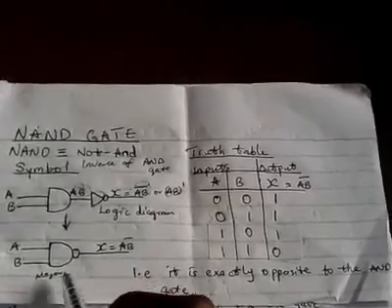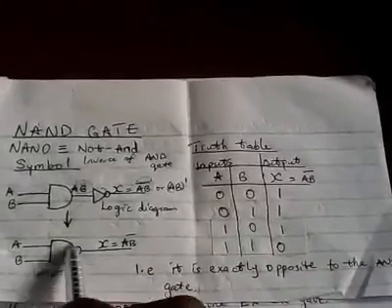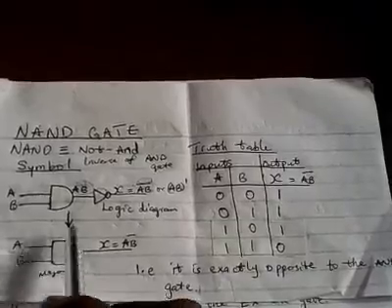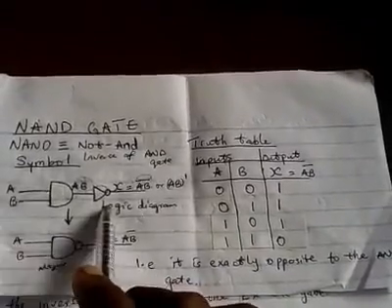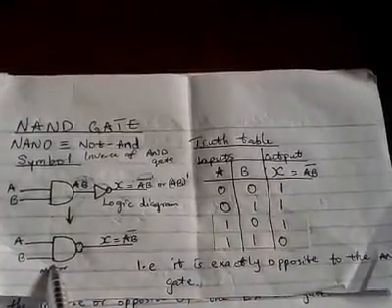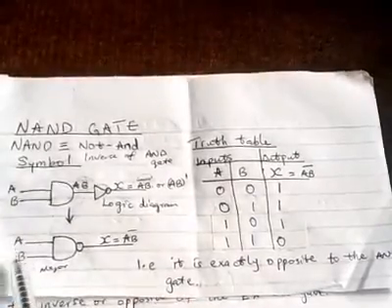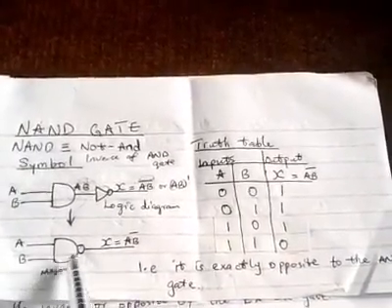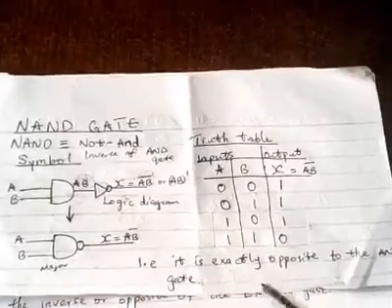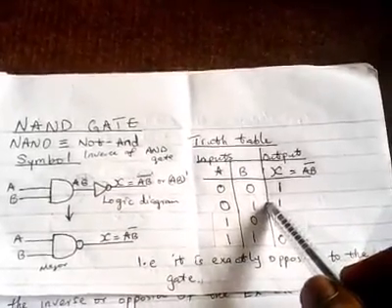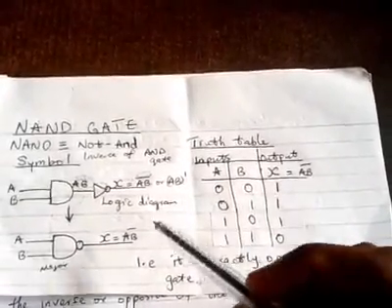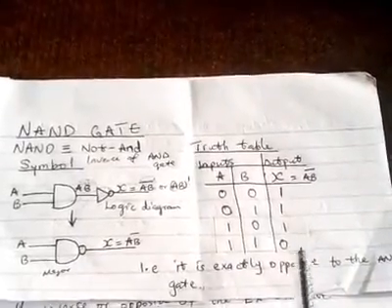Now the AND gate, this is the combined symbol for it, combining the AND and the NOT gate to give the NAND gate. So the input A B is going to give us an output of X equal to AB bar. Now the truth table is just the inverse of the AND gate.